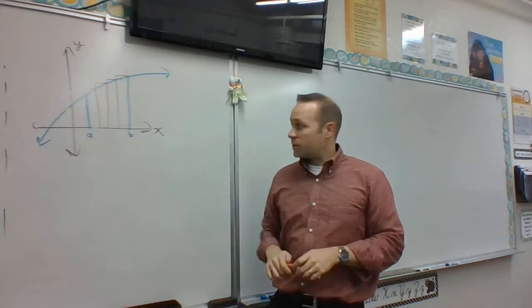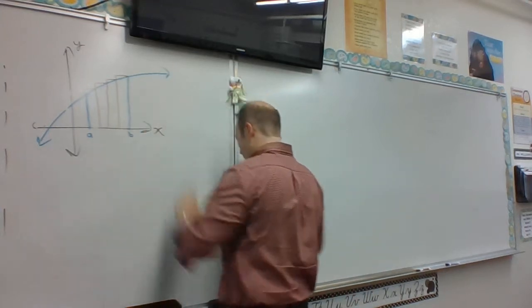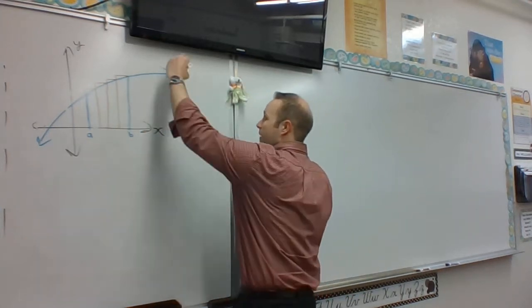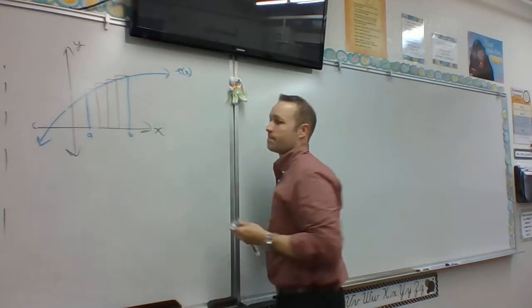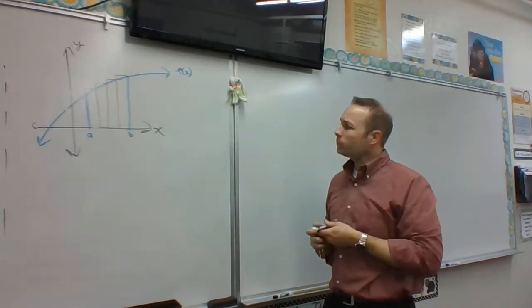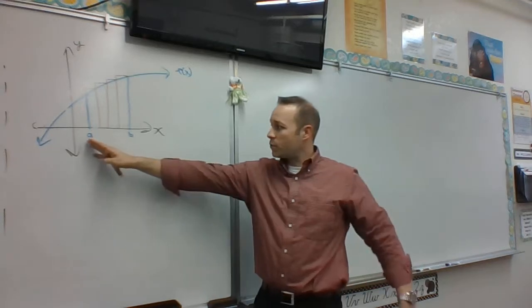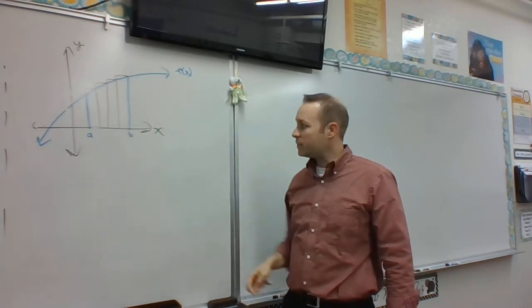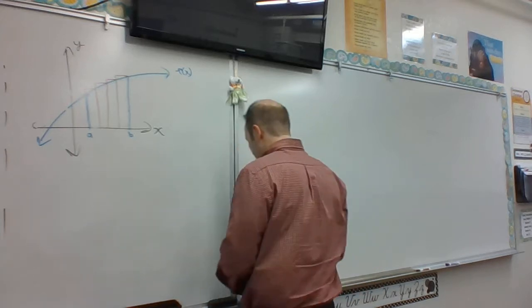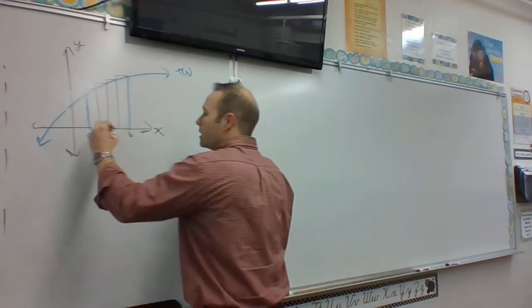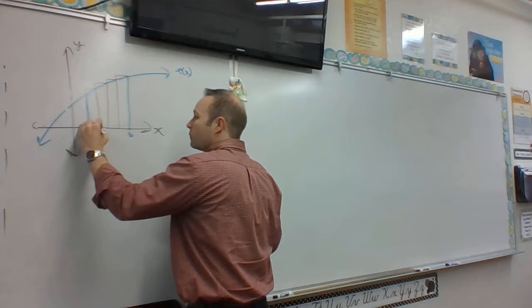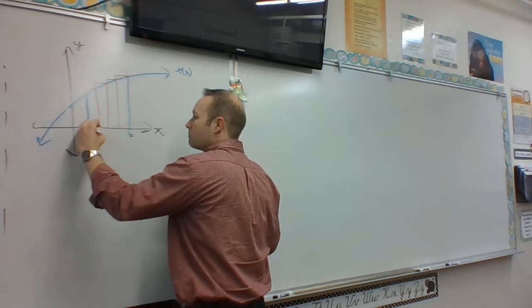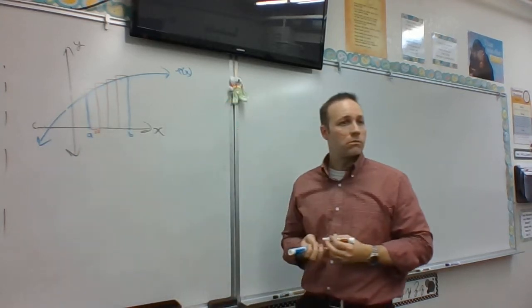Let's add a couple pieces. If we said that this function is just f of x, and our x values go from a to b, and we're going to say that what we are adding here is some distance that we'll call delta x. Delta x.